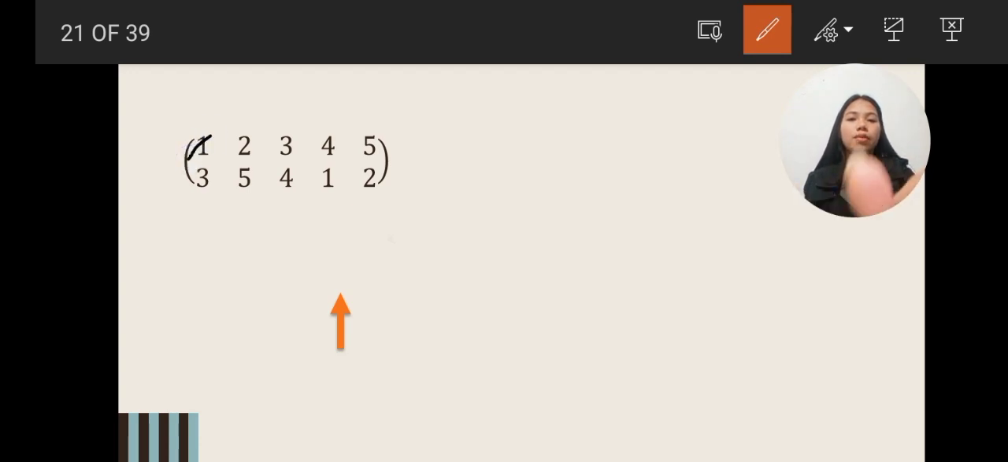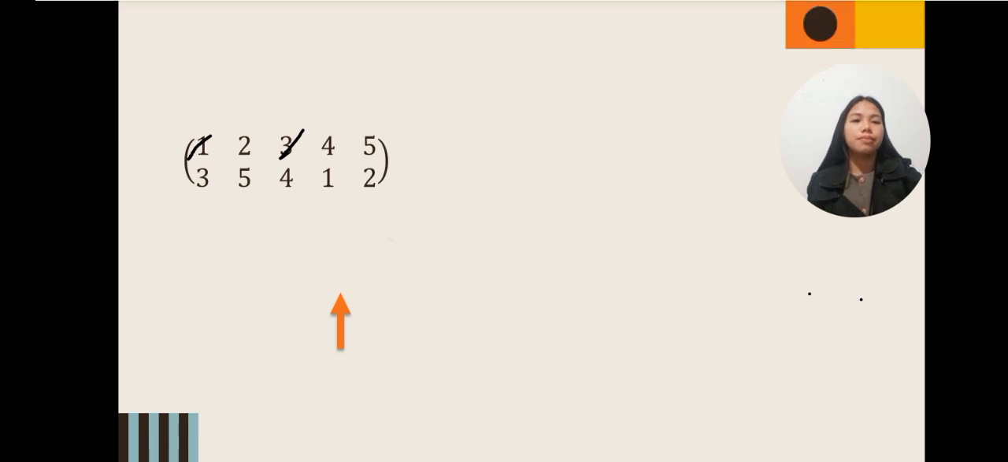Okay, we cross out 1. 1 is mapped to 3, and 3 is mapped to 4. And 4 is mapped to 1. So it cannot continue. Okay. It cannot continue, so we have here our first cycle.